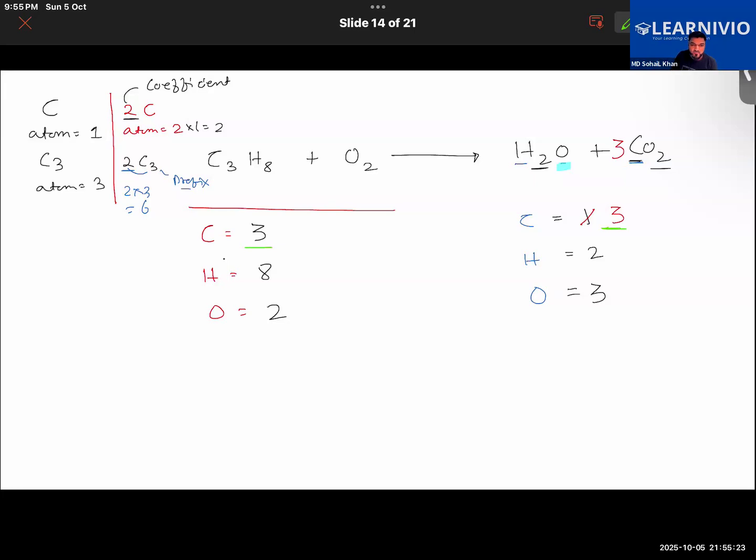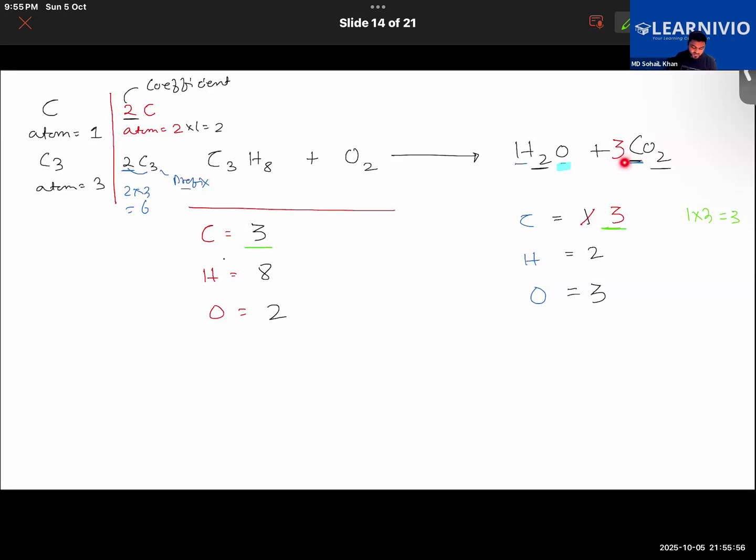Should we multiply it with 3 so that 3 ones are 3 here? Exactly, we will be multiplying it. One into three gives us three here. So the carbon atom has been balanced. Basically, we have put a coefficient here. The coefficient three in front of the carbon on the right side indicates that there are three carbon atoms here.